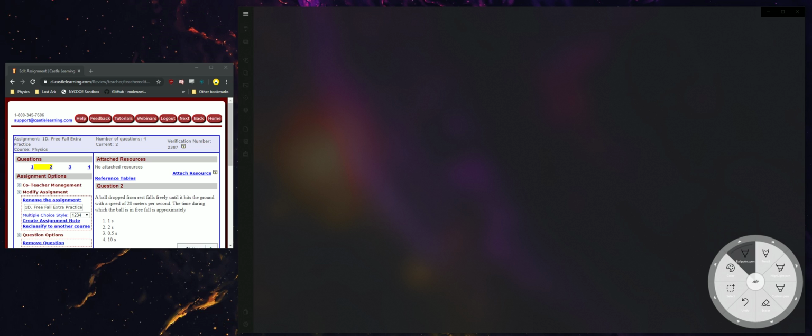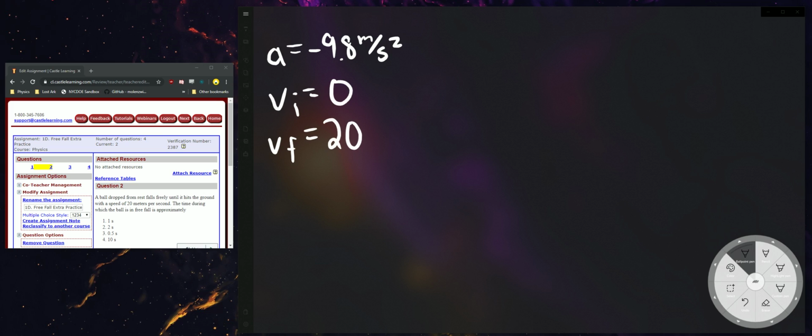So number 3, a ball dropped from rest. It's dropping. Assume that it's negative 9.8 meters per second squared. Dropping from rest, you know that's 0. Hits the ground with a speed of 20 meters per second, so you know your final speed is 20 meters per second. So the time during which the ball is in free fall is approximately what? So how do you solve it?